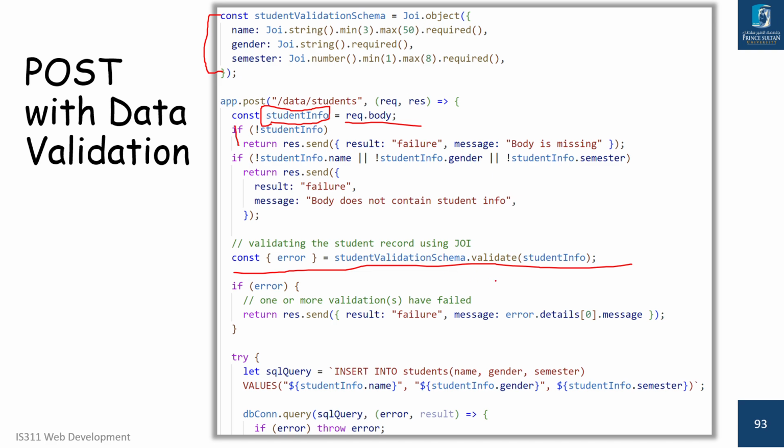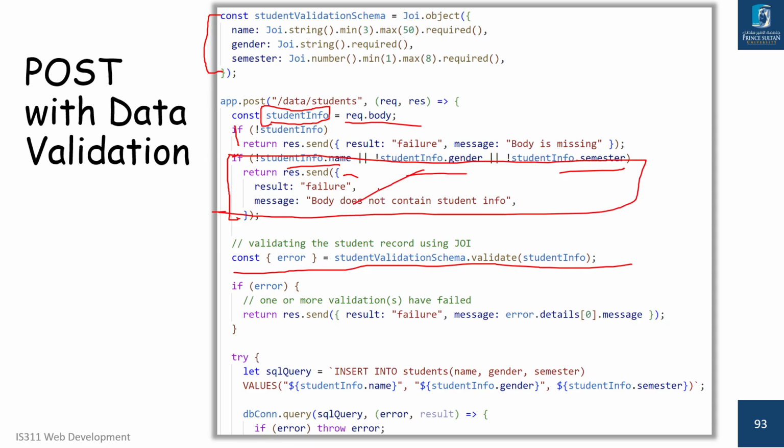We are applying the student rules here. And if you look at that, we were checking if the name is given, if the gender is given, if the semester is given. So in the case of Joi validation, we don't need to write this particular specific code. Why? Because everything has been implemented here. It is a required field. All these three fields are required, so if they are missing in the student information, it will automatically fail that validation.